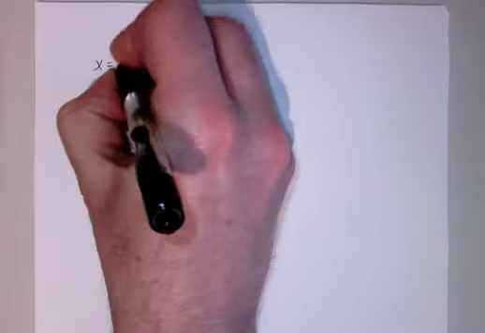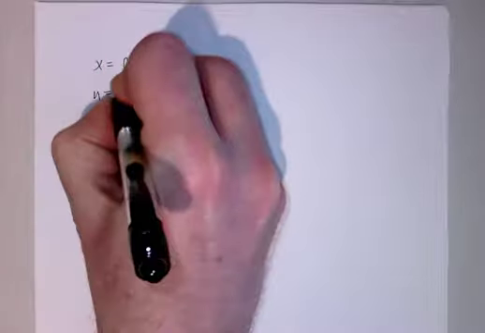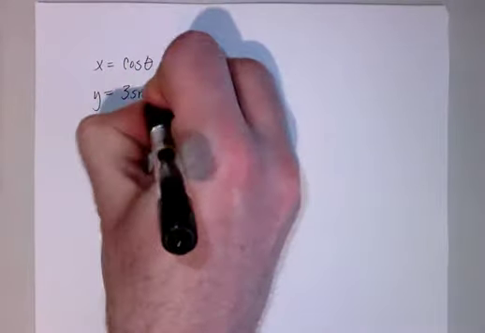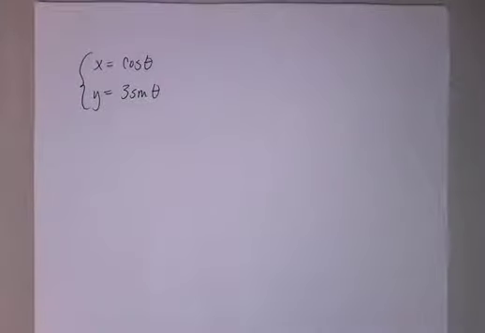Oh, let's do some trig. What do you say? So we have x is equal to cosine theta, and y is equal to 3 sine theta. Now I know that that is an ellipse, okay? And I want to find the first derivative and the second derivative, and then we'll evaluate both of them at theta is equal to 0.